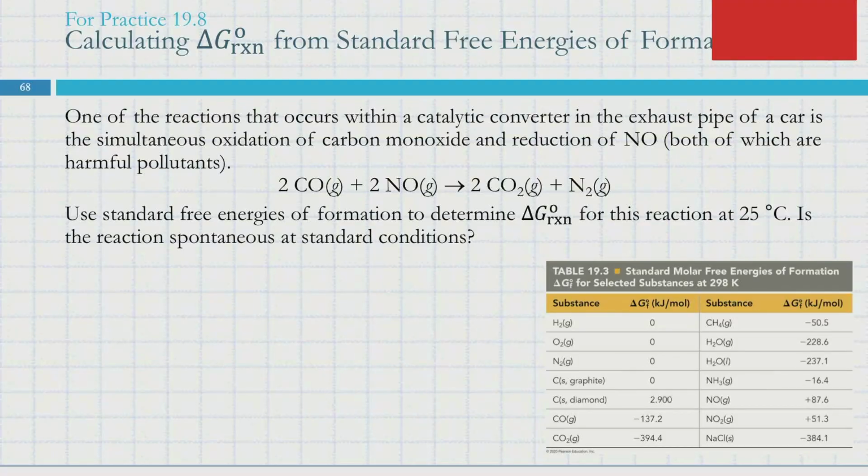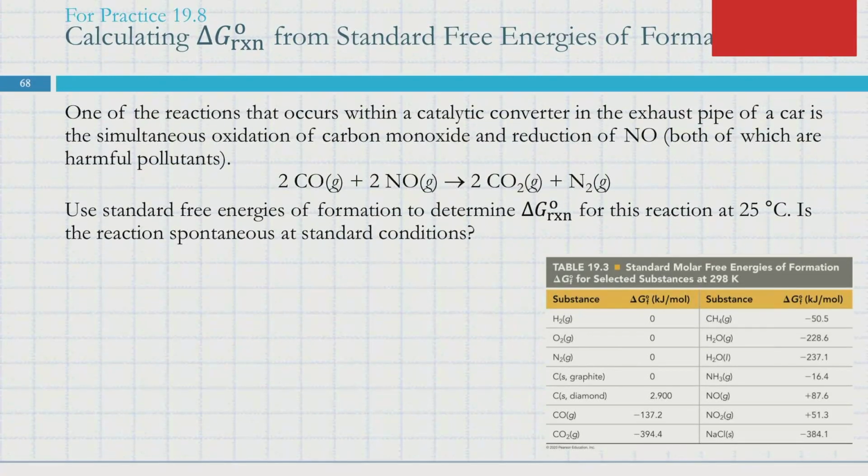A reaction that occurs within catalytic converters in the exhaust pipe of a car is the simultaneous oxidation of carbon monoxide and reduction of nitrogen monoxide, both of which are harmful pollutants. So there's valuable metal catalysts in your catalytic converter that break down the exhaust from your car and make it better for the environment. People will steal them and resell them for pennies on the dollar, or try to extract the rare metals themselves.